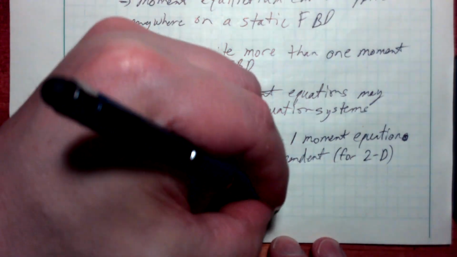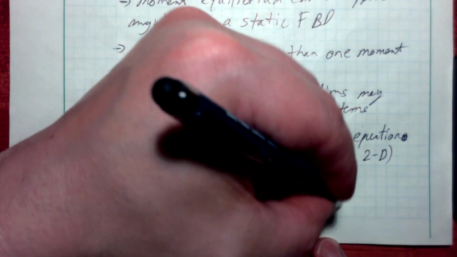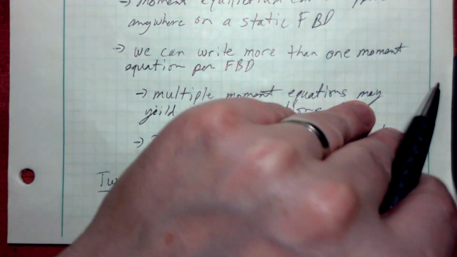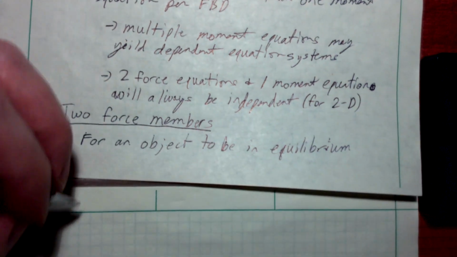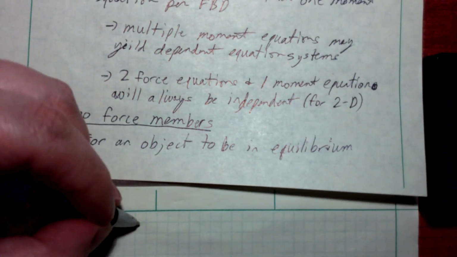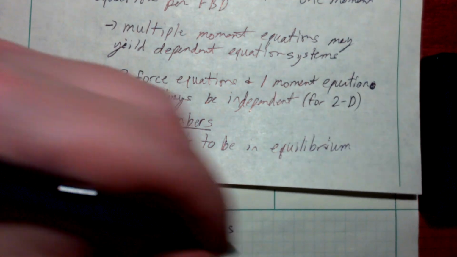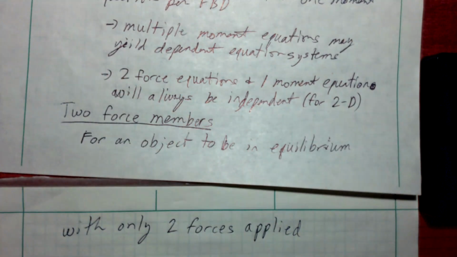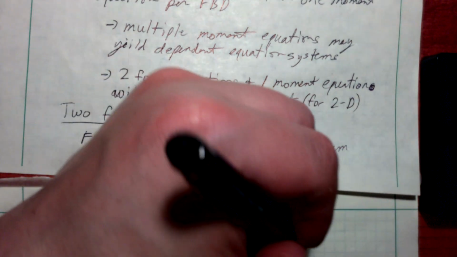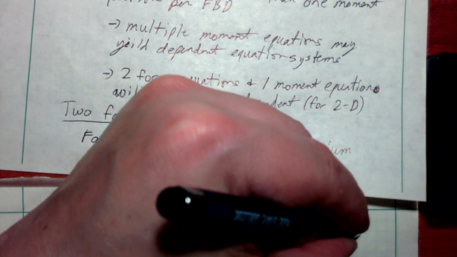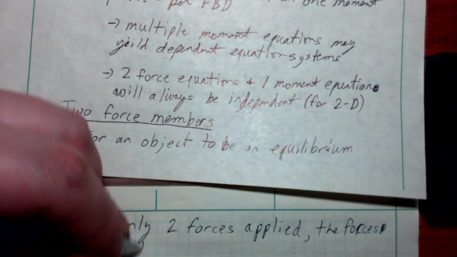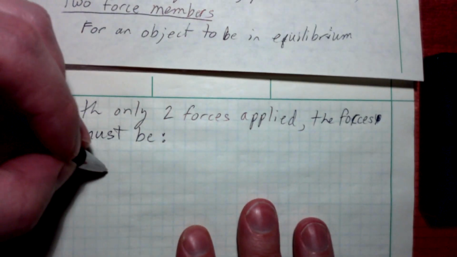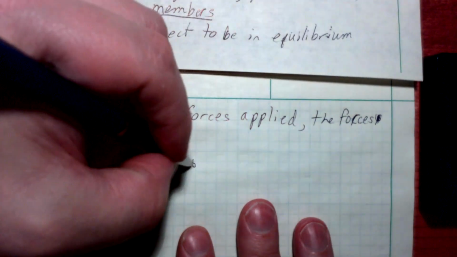to be in equilibrium with only two forces applied, the forces must be, there's a few conditions on these forces. They must be equal and opposite.